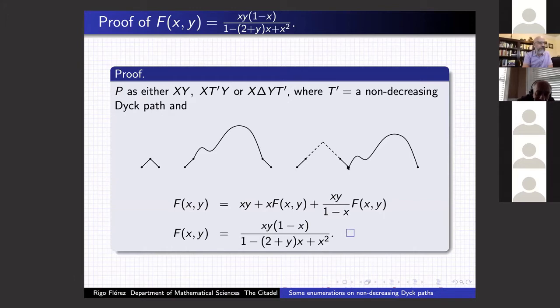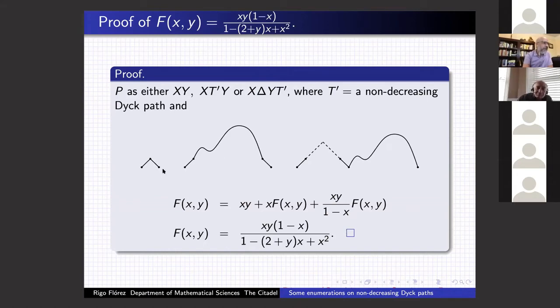So it means this pyramid cannot be empty, because we want at least one valley. So we need at least one length equal to X. And we don't want this path being empty. So we are going to consider this here in case this is empty. So we have this. Now, with this, we can create the generating function.